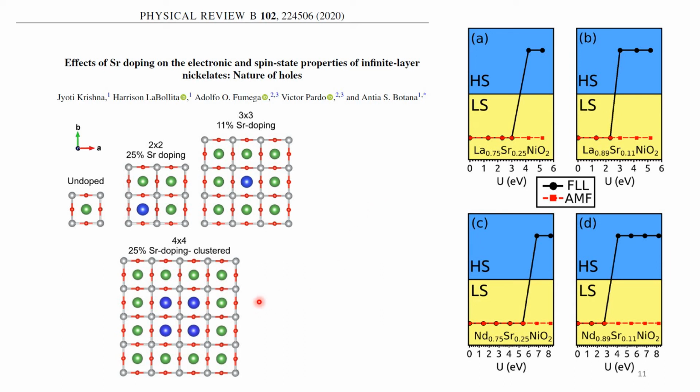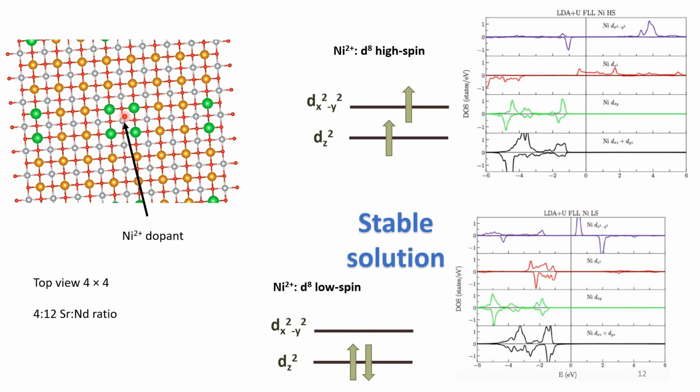We can explore this in a bit more detail in this 4x4 supercell. What we did is a 4x4 supercell, but with all 4 strontium dopants surrounding in a clustered way this nickel cation, which becomes nominally nickel 2+. Probably this is not the ground state situation for the strontium dopants, but it allows us to study a nominally nickel 2+ dopant locally. And we can study it in a high spin state or in a low spin state. Always the low spin state situation is more stable.